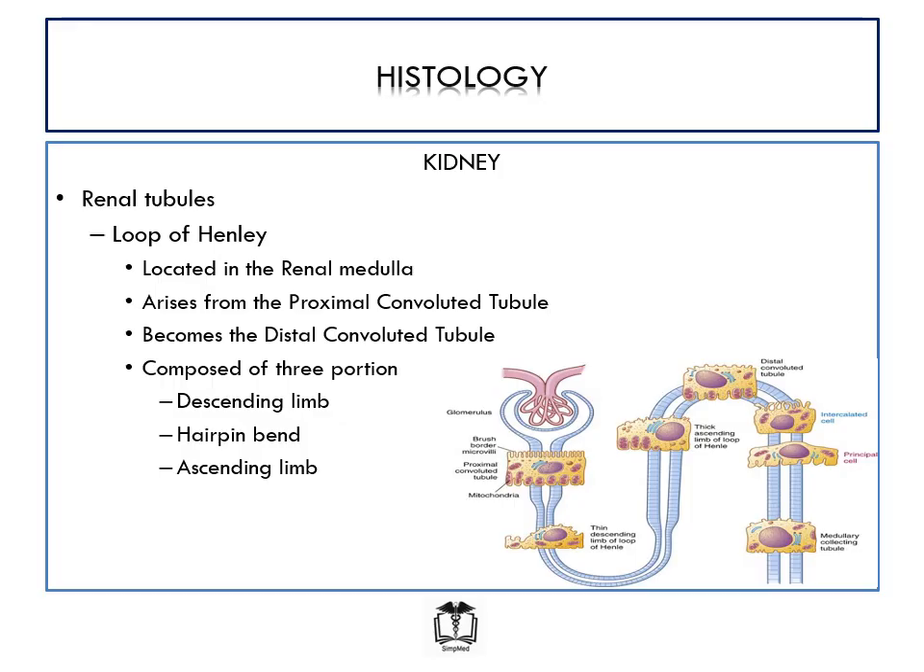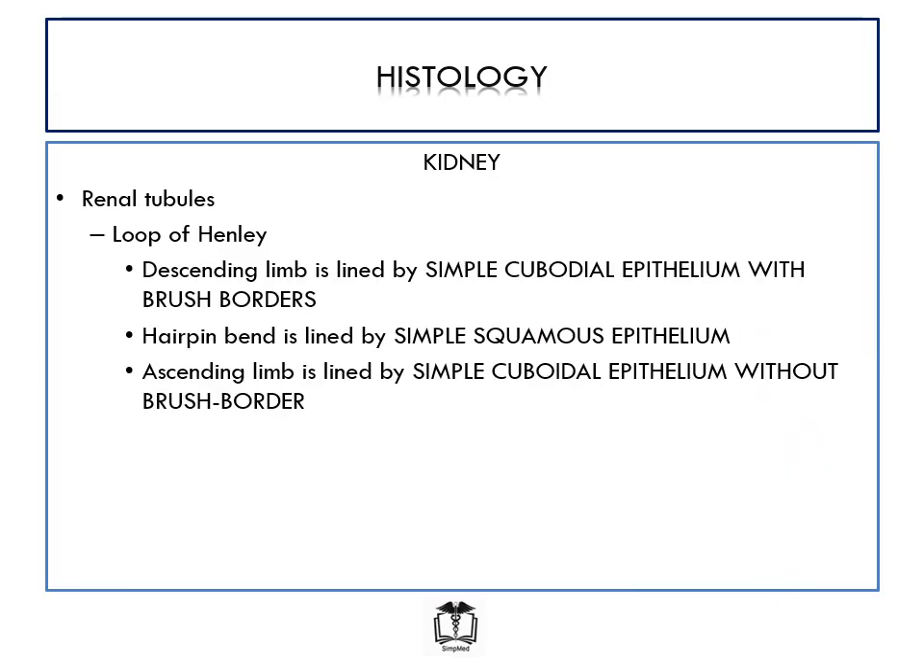Let's go on to the loop of Henle. This is the second aspect of the renal tubule. It is a continuation of the proximal convoluted tubule. It is found within the renal medulla, and it eventually becomes the distal convoluted tubule. The loop of Henle has three major parts to it. It has a descending limb, then it has a hairpin bend, and then finally an ascending limb.